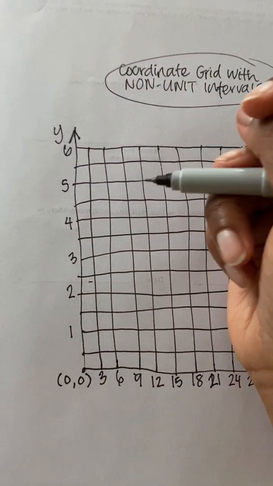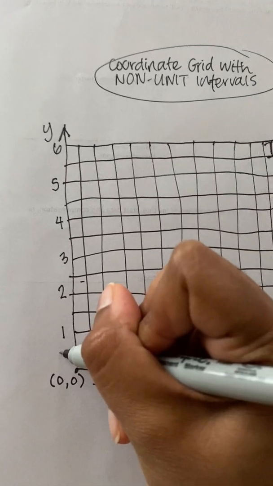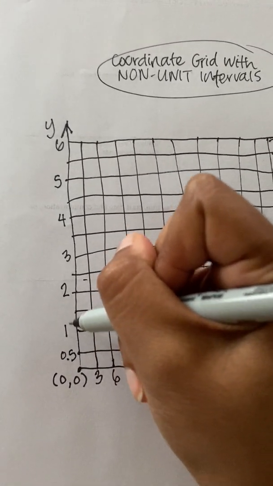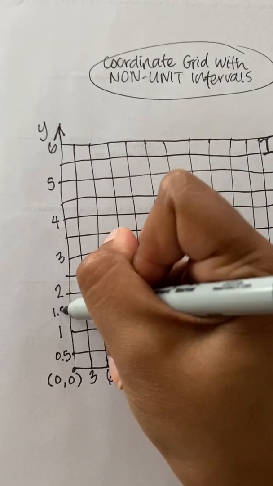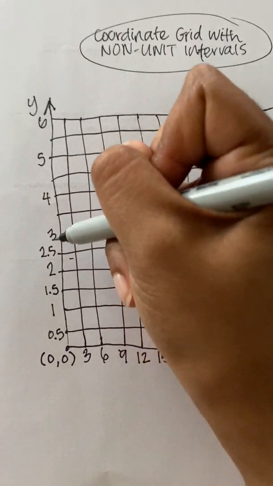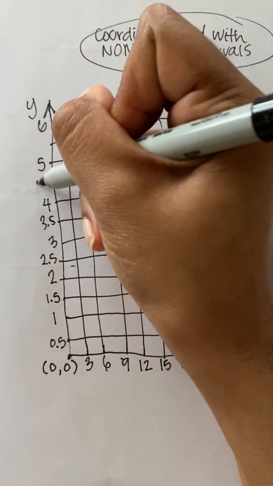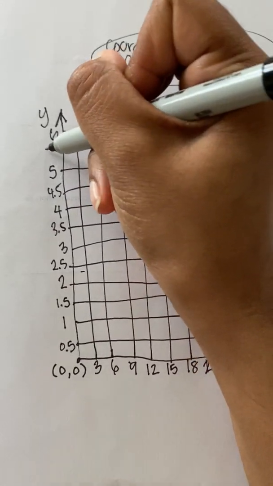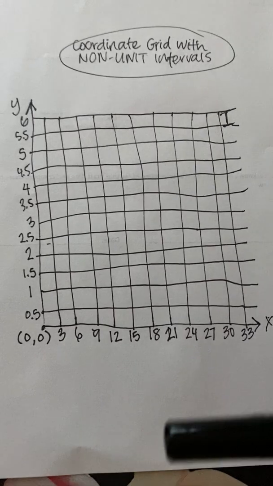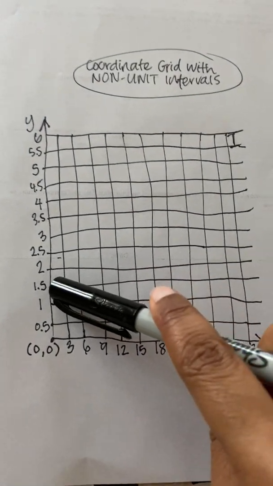Or you can label every single line with a half. So if I want to do that, I could add in the half intervals like this. 5/10, 1, 1 and 5/10, 2, 2 and 5/10, 3, 3 and 5/10, 4, 4 and 5/10, and so on. Okay, so there. Now I have my x-axis with an interval of 3 and my y-axis with an interval of half.